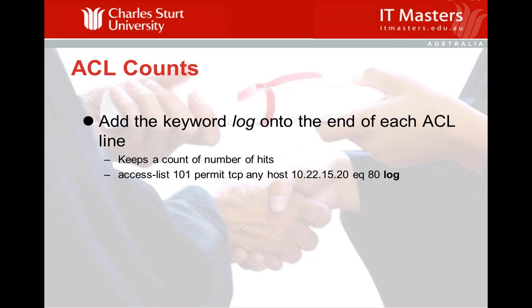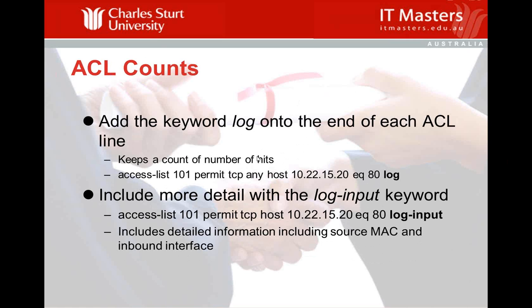The other thing you can put on the end of your ACL is the keyword log, and that will keep a count of the number of hits. Now a lot of IOS will do that by default anyway. You'll see earlier, I didn't put that keyword on, but it will automatically keep a count of how many packets. The other thing you can do is put the log-input keyword, and this will include more detailed information, including the source MAC address and the inbound interface of where the packet came from. And that can be useful for troubleshooting or when you've got security incidents.